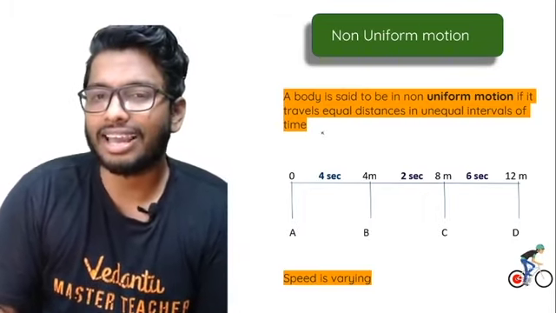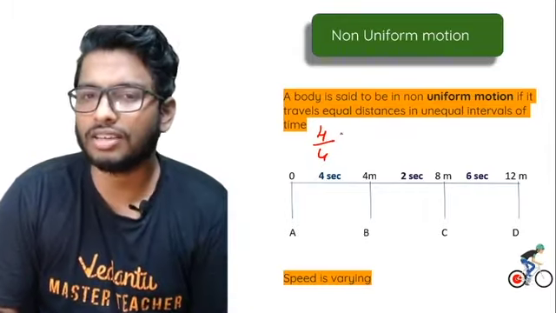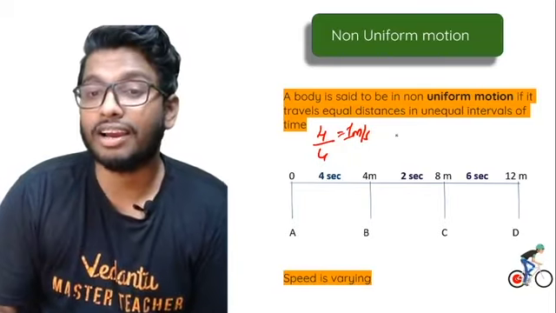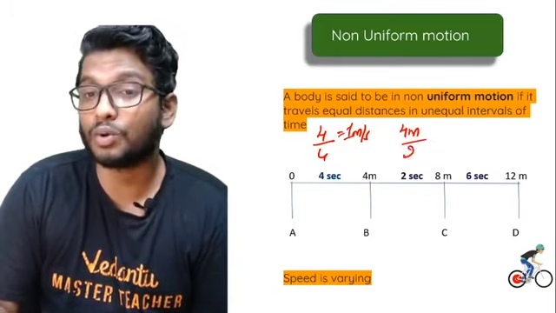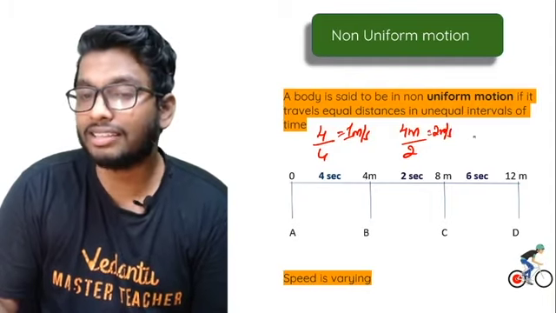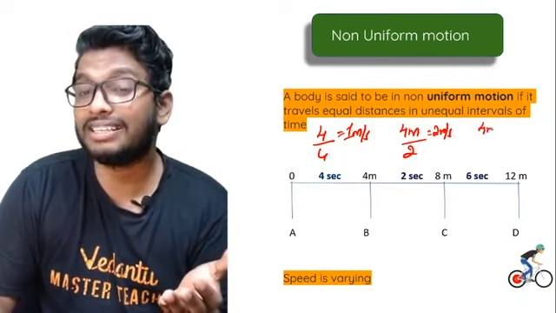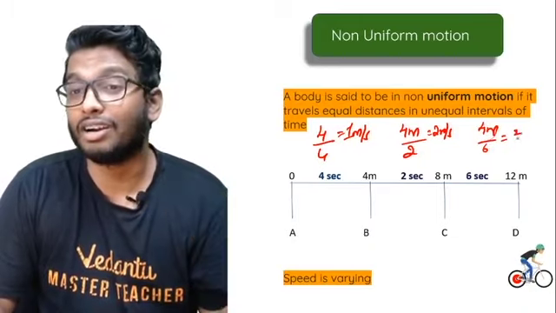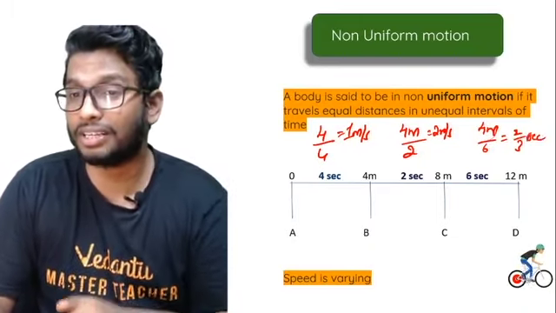In the first case, his speed is 4 divided by 4. Again, distance is 4 meters, time is 4 seconds, so that's 1 meter per second. In the second case, his distance is 4 meters again, but the time taken is 2 seconds, so that's 2 meters per second. In the third case, his distance again is 4 meters, but the time taken is 6 seconds, so that makes it 2 by 3 meters per second.